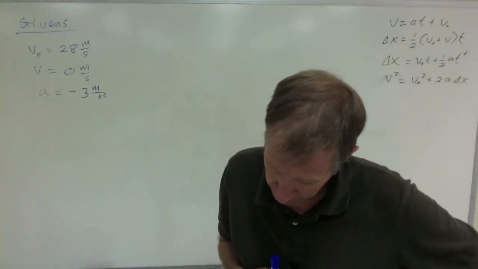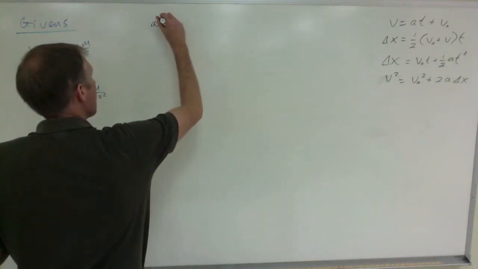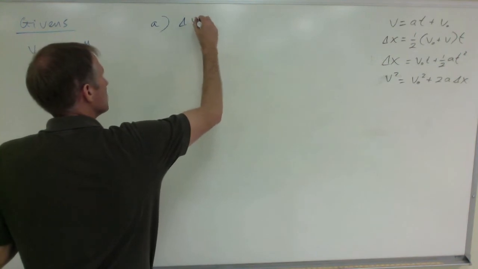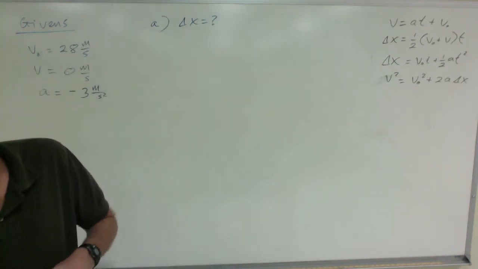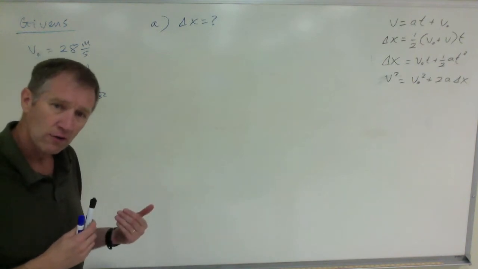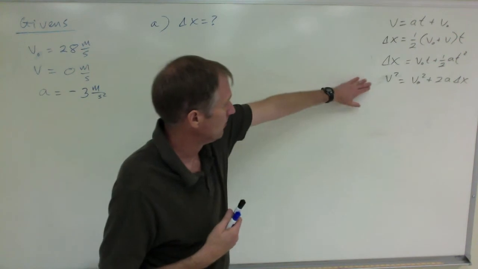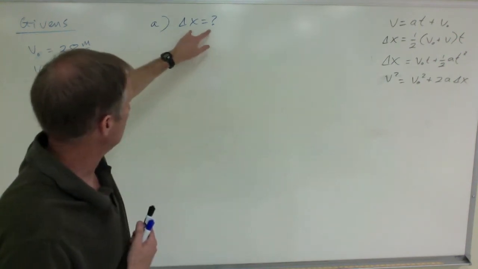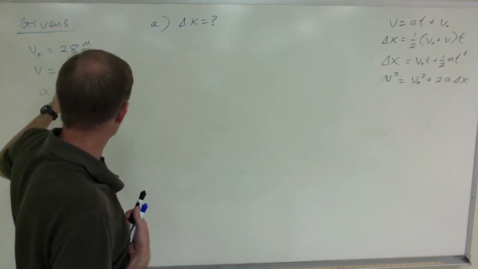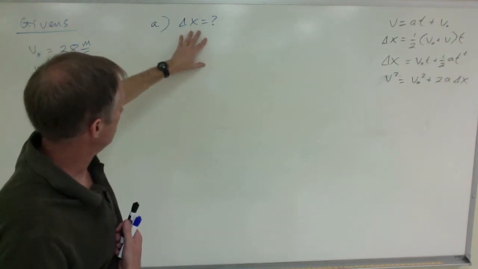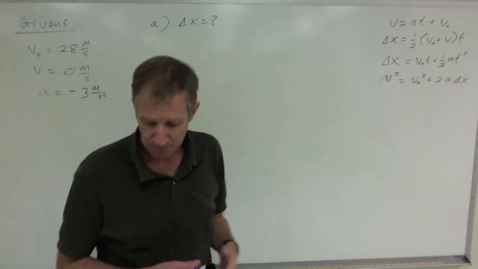The question says, how far does the car travel while stopping? That's delta x. So how far, provided this doesn't turn around, is really a distance. But we don't have a distance equation up there. As long as it doesn't turn around, and it's not going to, it's going to just go from 28 to 0 with uniform acceleration. Then we can just solve for delta x. That's really the only way to do this question.